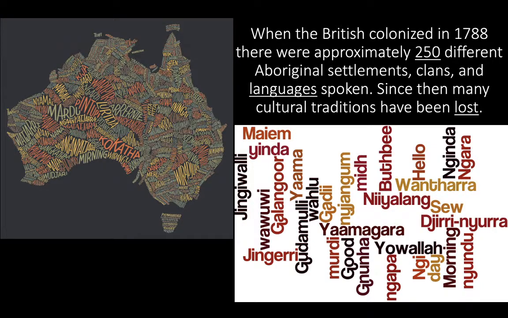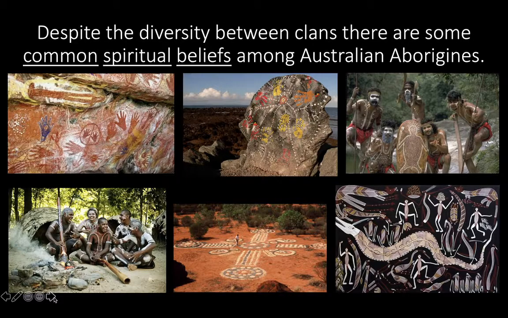There's only 75 active languages today, and there's not many people that are truly fluent in them. A lot of Aboriginal people speak English now, and it's harder to keep those traditions alive. My graphic on the right shows the word hello in a number of Aboriginal languages, and the graphic on the left shows the names of the numerous languages that have been documented that at least used to exist in Australia.